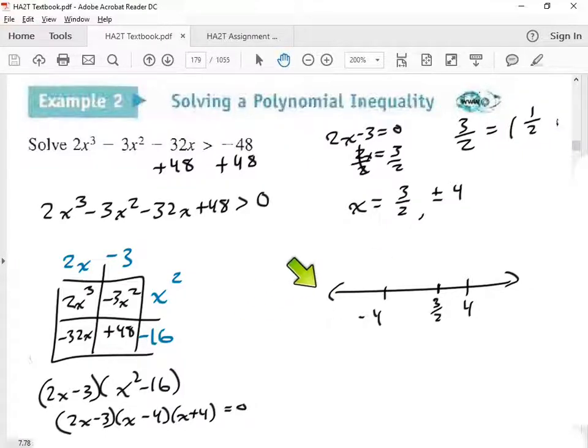Okay, how many intervals do I have to test? 4. That's how many. There's one right here, there's one right here, there's one right here, and there's one right here. You have to test each of these intervals.